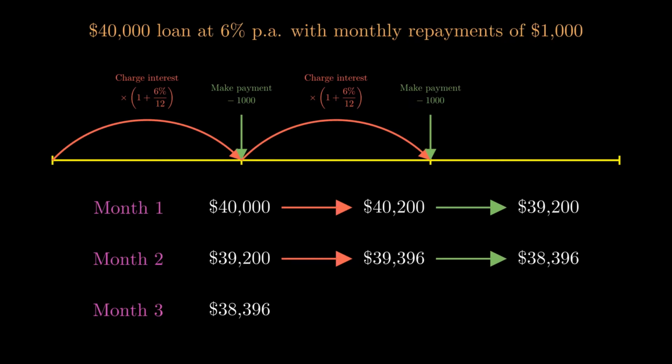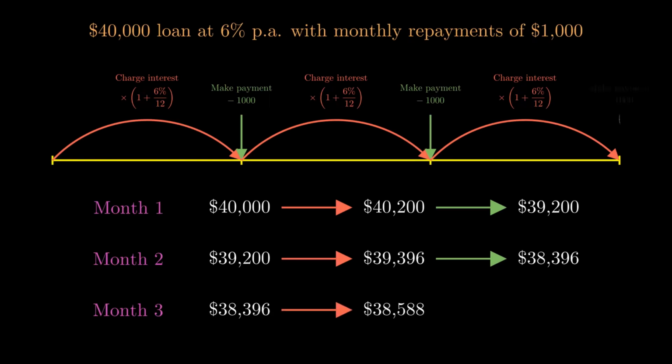Okay, and so it happens all over again for month 3. We charge interest by multiplying the percentage increase again, giving us almost $38,588. We make our $1,000 payment, reducing it to $37,588. And the story continues until we've paid off our loan.